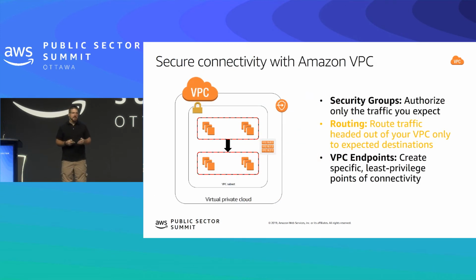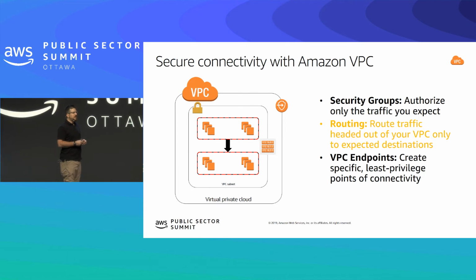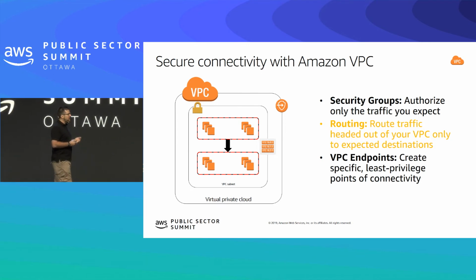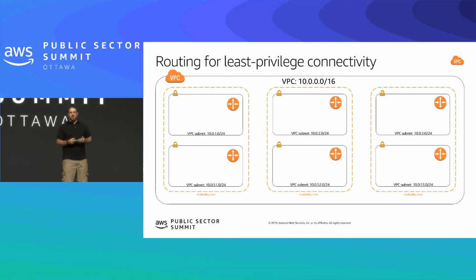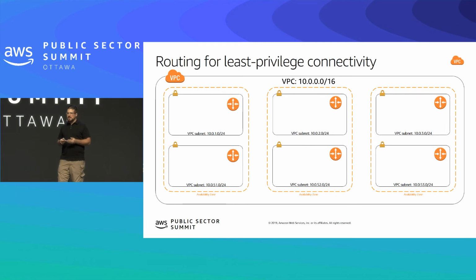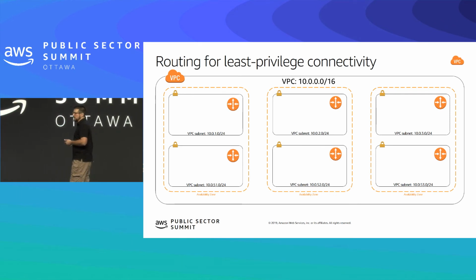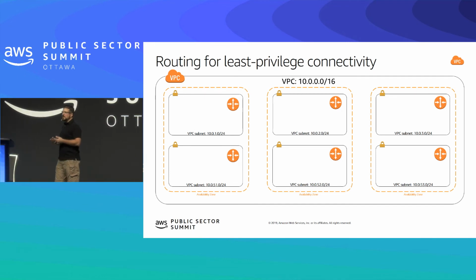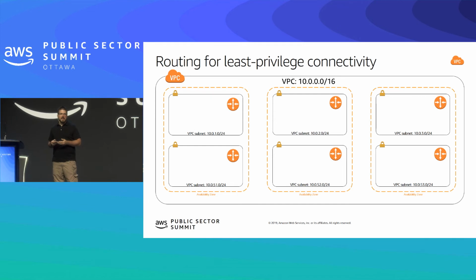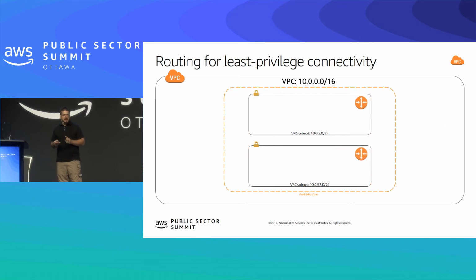So the area that we want to dive into next is, again, routing, which allows you to define the connectivity for the environment. So from an example of least privilege, what we can do within a VPC is every single VPC and subnet will have a routing policy associated with it. And that routing policy allows us to define least privilege for connectivity inside of that environment. So let's dive in on that.